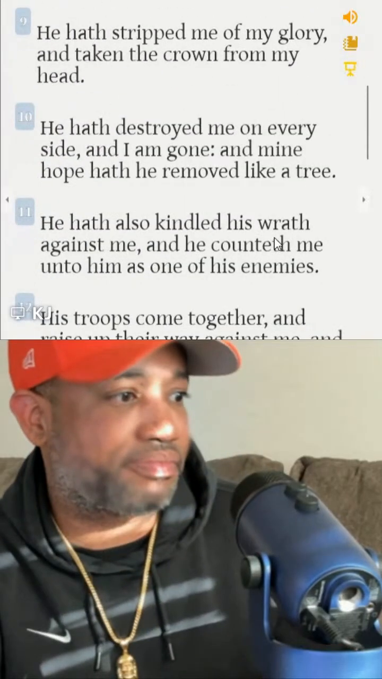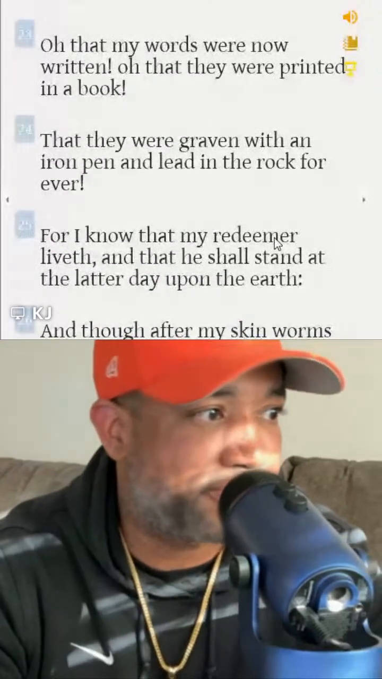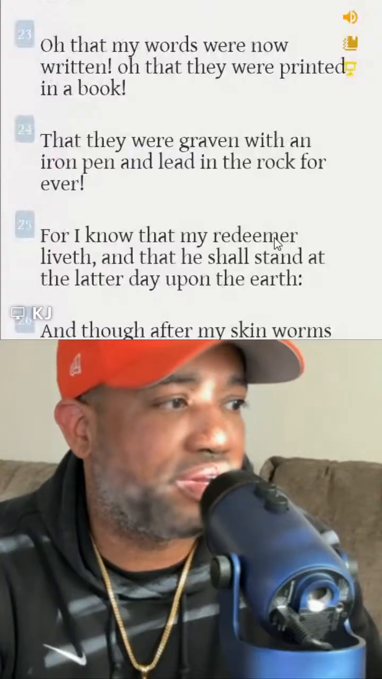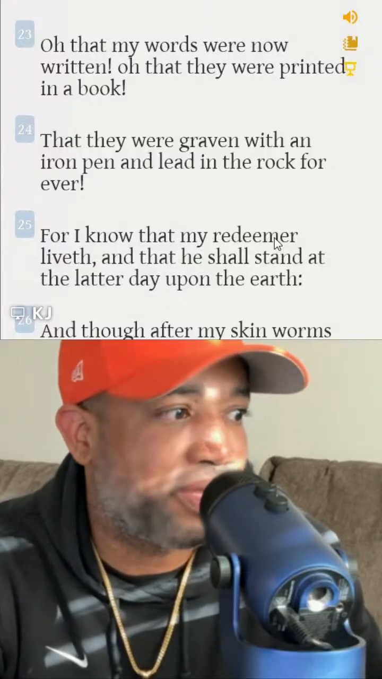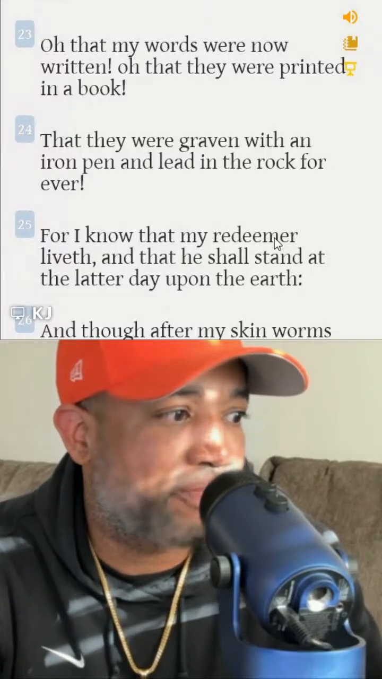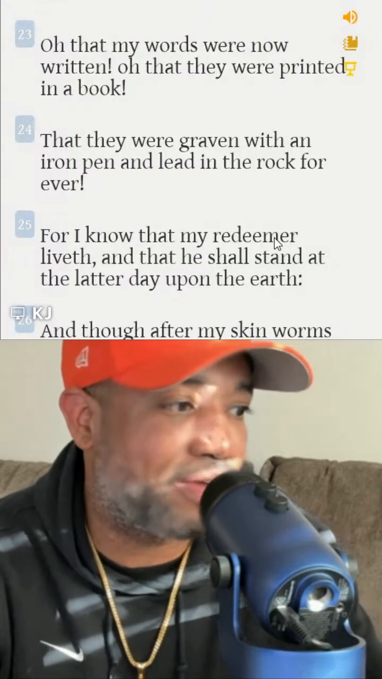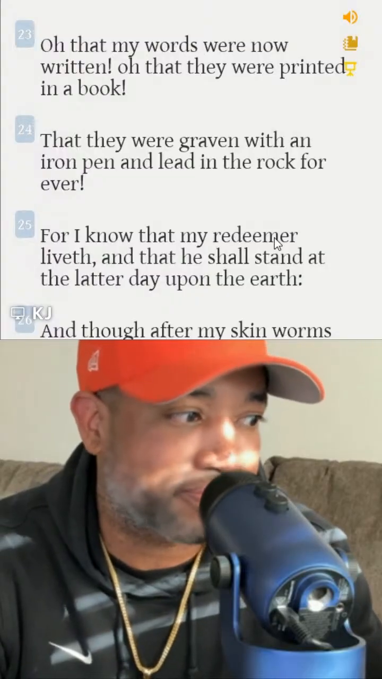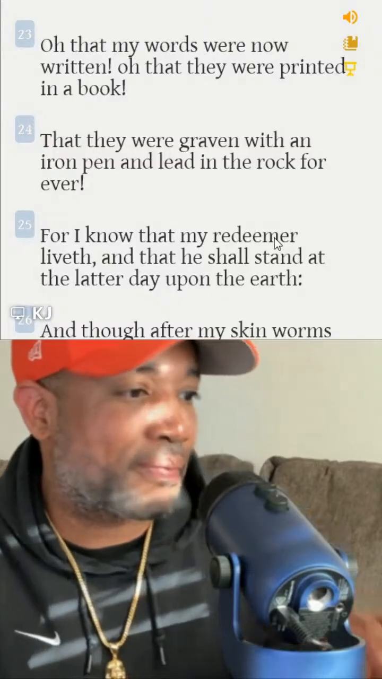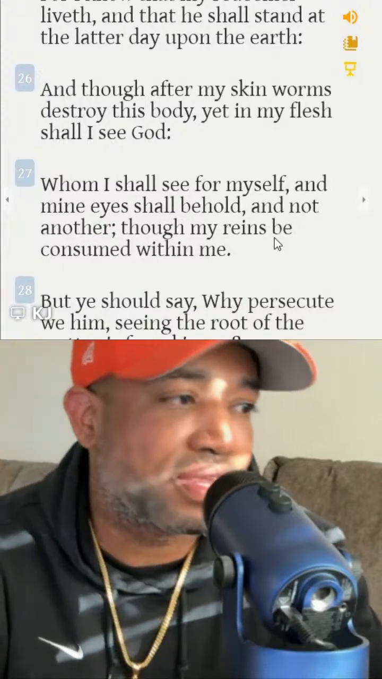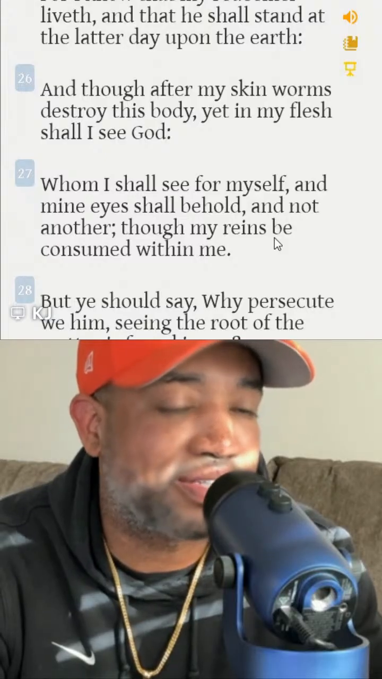All right. But now skipping down to verse 23. Oh that my words were now written, oh that they were printed in a book, that they were graven with an iron pen and lead in the rock forever. For I know that my Redeemer liveth. Bookmark that. For I know that my Redeemer liveth, and that he shall stand in the latter days upon the earth. Make sure you bookmark that. And though after my skin worms destroy this body, yet in my flesh shall I see God.